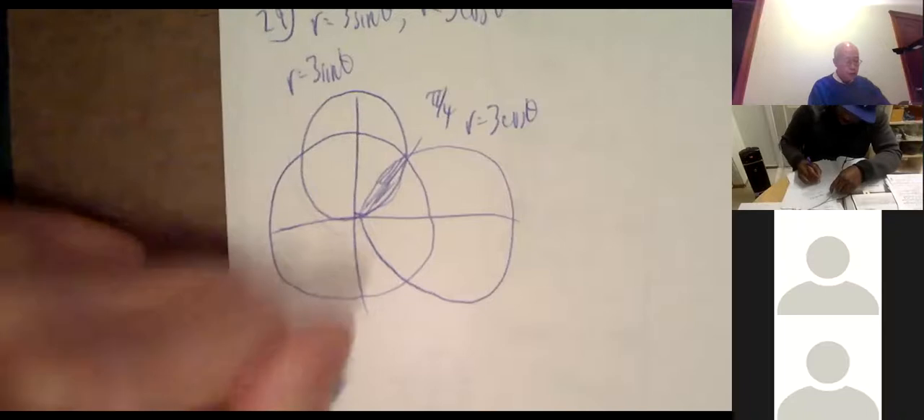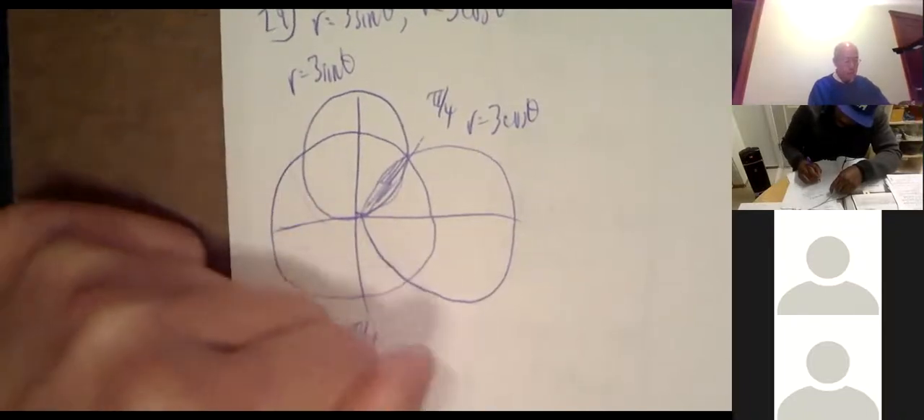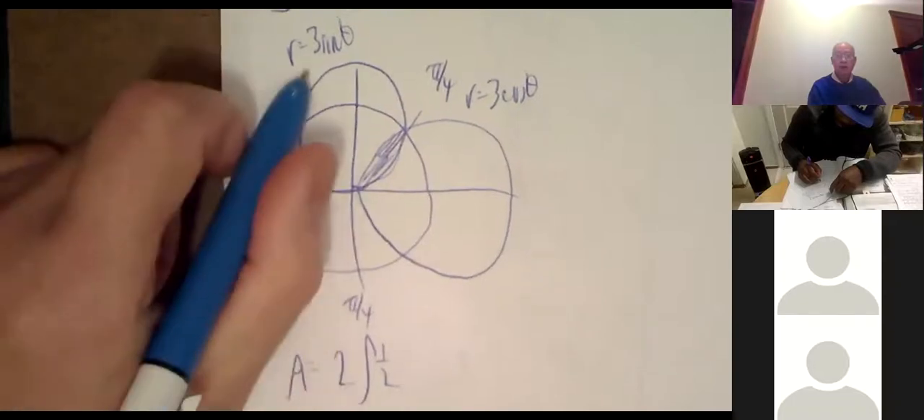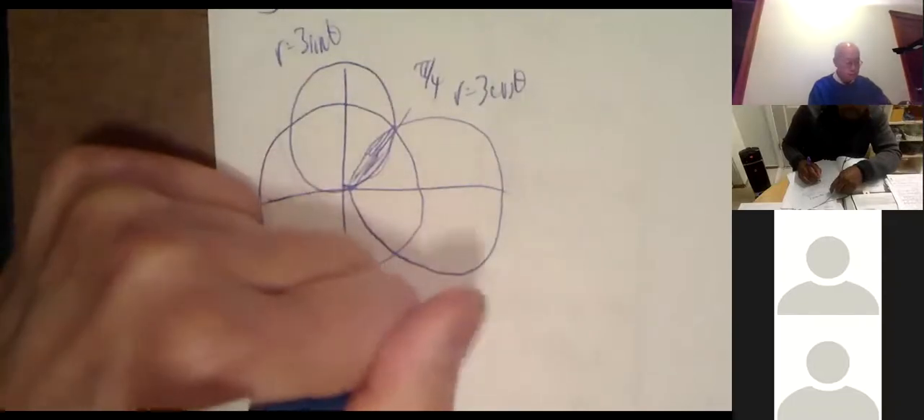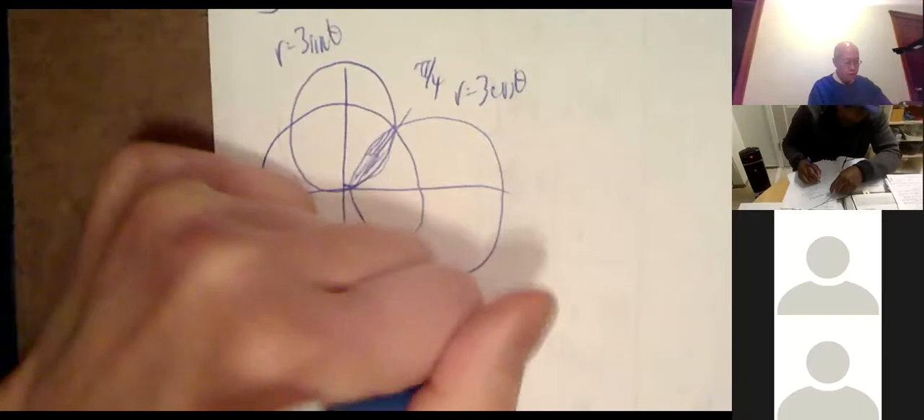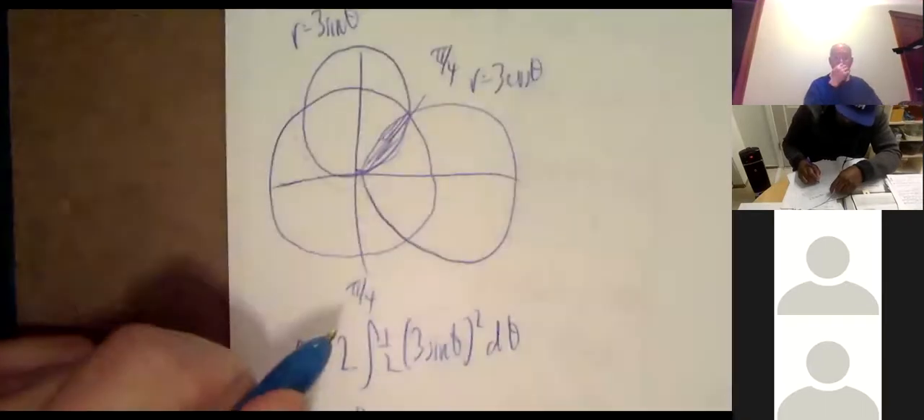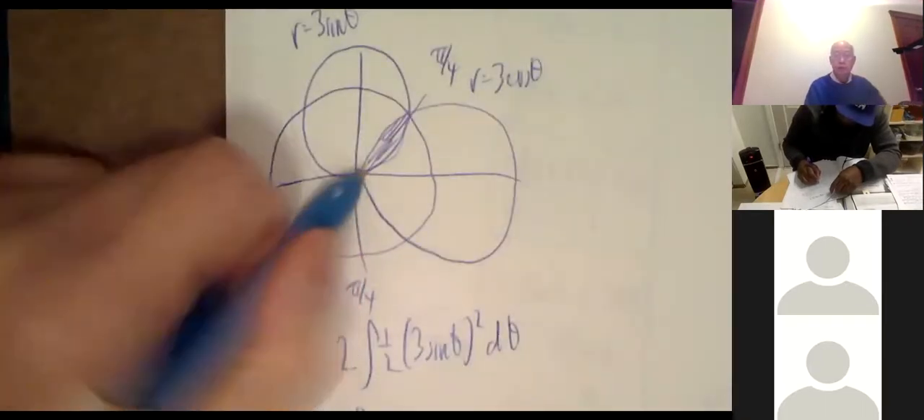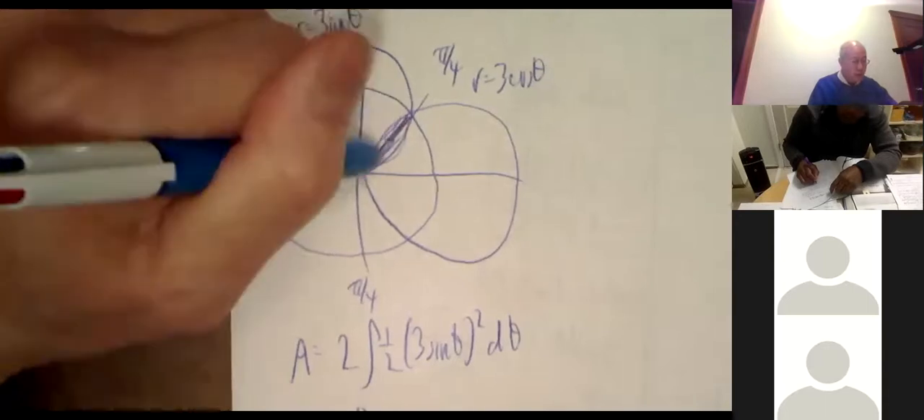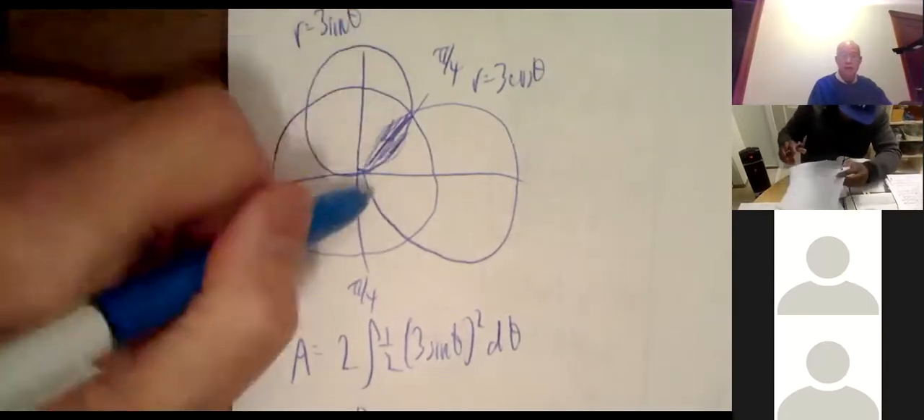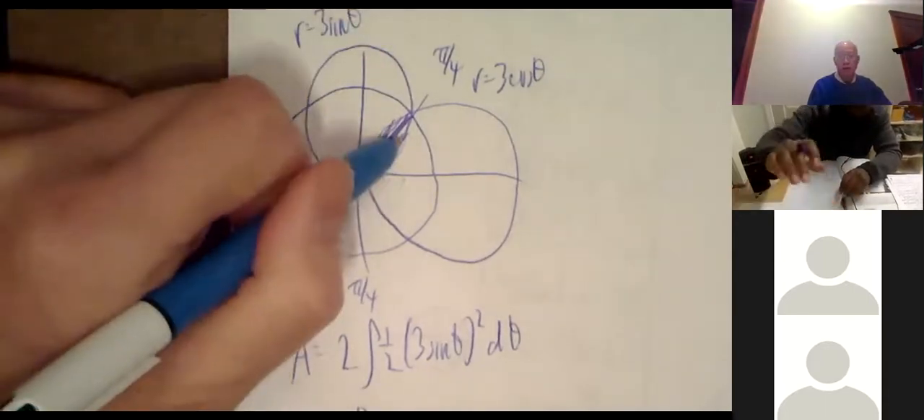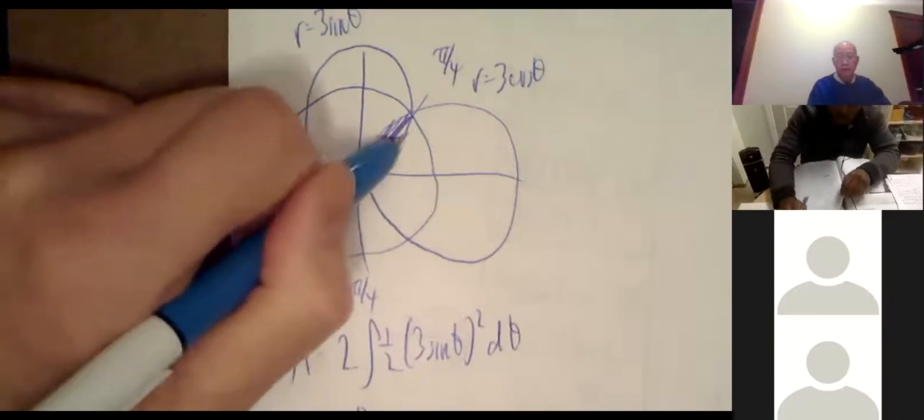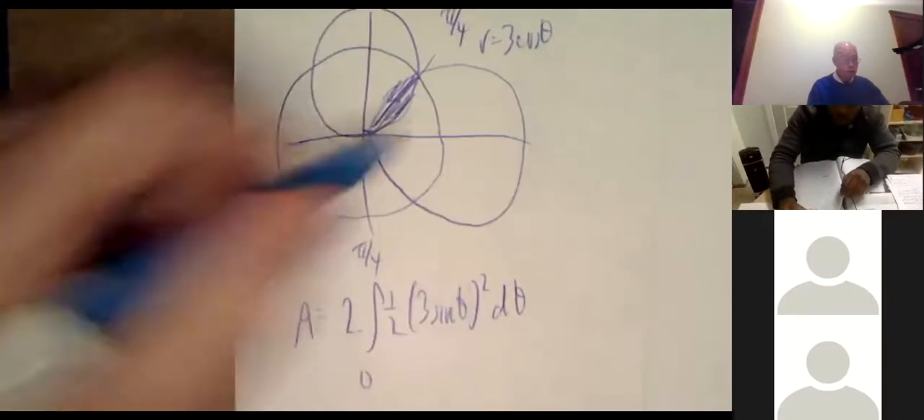Okay, so the area is twice the integral from 0 to pi over 4 of 1/2 r squared, in this case 3 sine theta squared d theta. Because if I cut like that, by symmetry, this matches this. So to make it easier, I'll just go from 0 to pi over 4 and double it. From 0 to pi over 4, I'm using this one. Okay, and these guys cancel out.